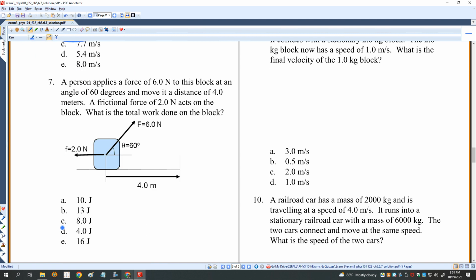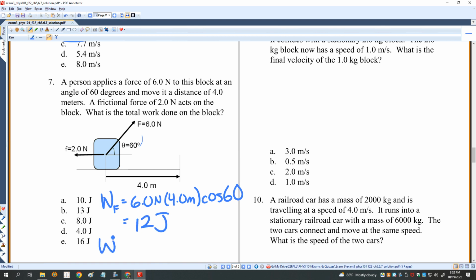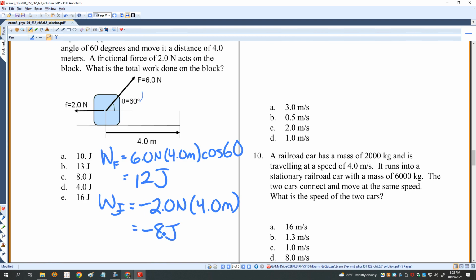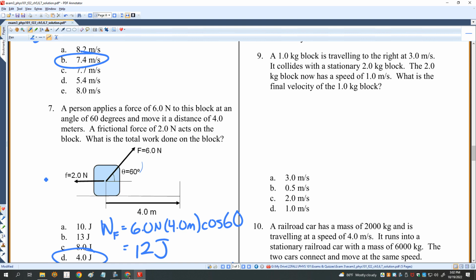A person applies a force of 6 newtons to this block at an angle of 60 degrees to move it a distance of 4 meters. A frictional force of 2 newtons acts on the block. What is the total work? So I want to know the total work done by both of these forces. Now the work will equal the sum of those. The work done by F is going to be 6 newtons times 4 meters times cosine of 60, which is 12 joules. And then the work done by the frictional force is going to be negative 2 newtons times 4 meters. That's equal to negative 8 joules. So I have a total of 12 minus 8, or 4 joules, for number 7.